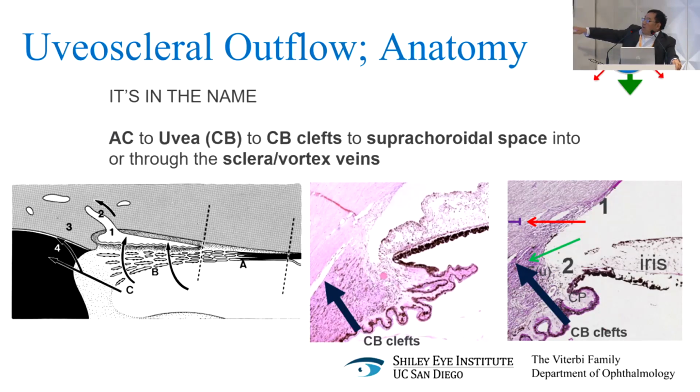So in the red arrow on the right, that's trabecular, number one. Number two, uveoscleral is the green arrow. That's where it starts. And the black arrows are pointing at the clefts.